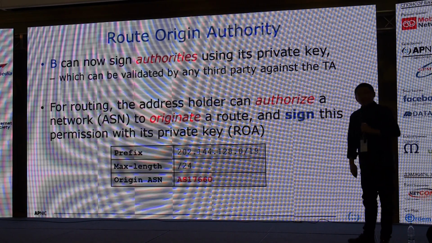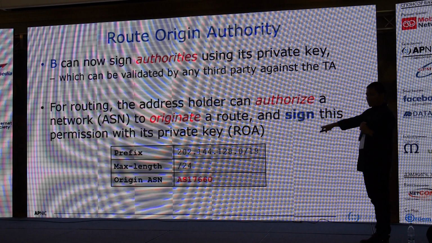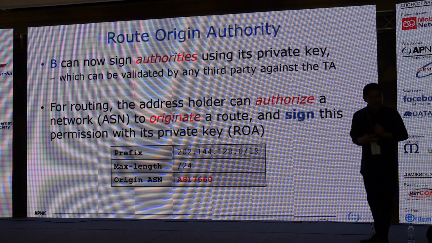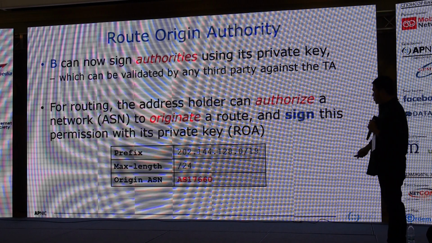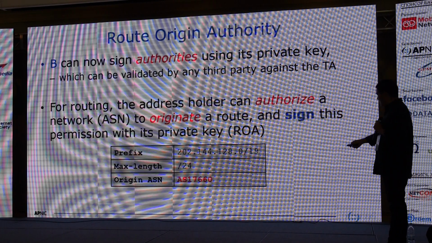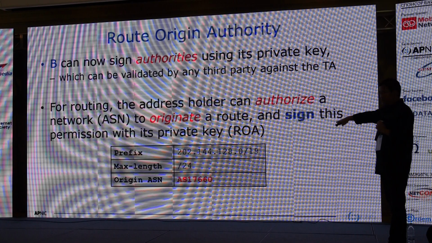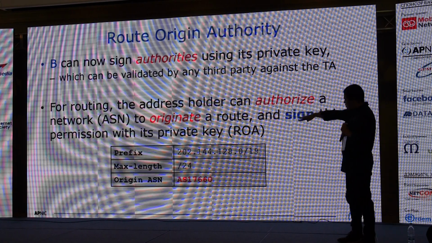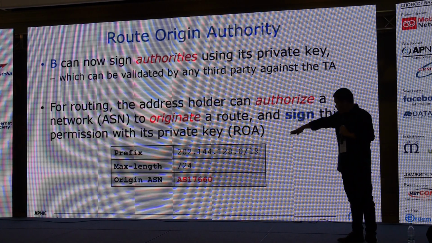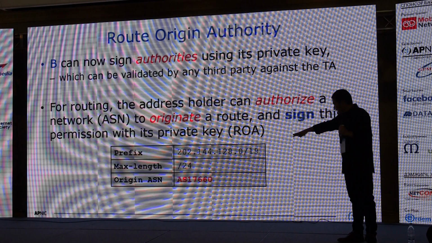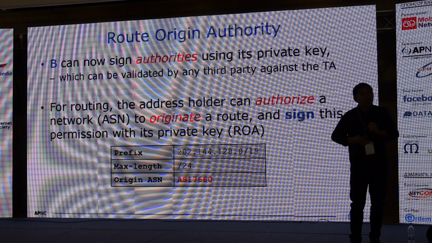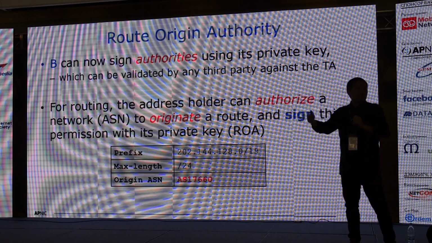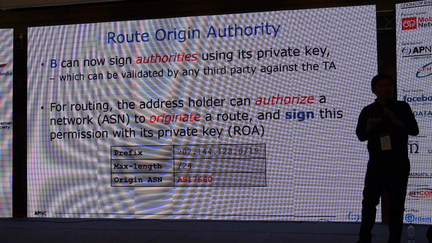So in routing language, it's nothing but a route origin authority, me authorizing a particular network to announce my routes. Here is an example. You have a /19 prefix here. That's my prefix. You specify up to what length, up to a /24, and you are saying this network, AS17660, is allowed to announce this route. So that is what we mean by route origin authority.